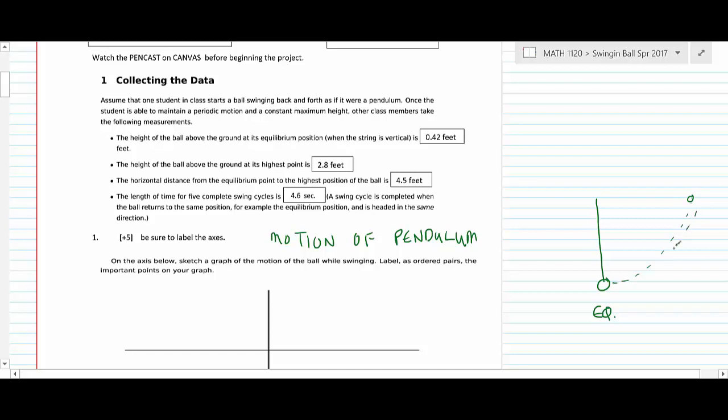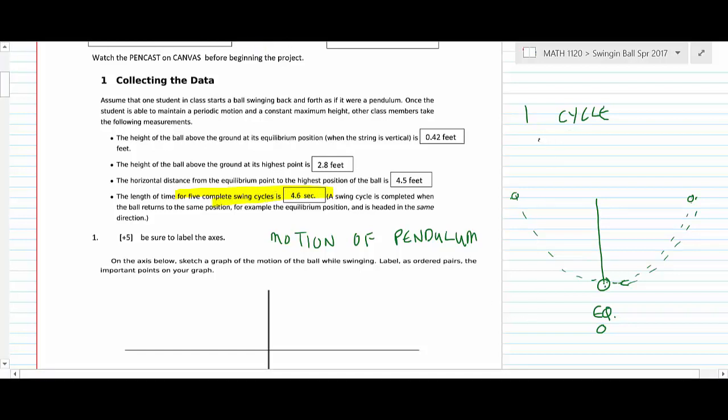Then what does it do? It goes back to equilibrium. That's point number 3. Then it swings over here. That's point number 4 and point number 5. So it's going 1, 2, 3, 4, 5. That is one cycle. If you read the problem, it says that 5 swing cycles are 4.6 seconds. So I'm going to write that down.